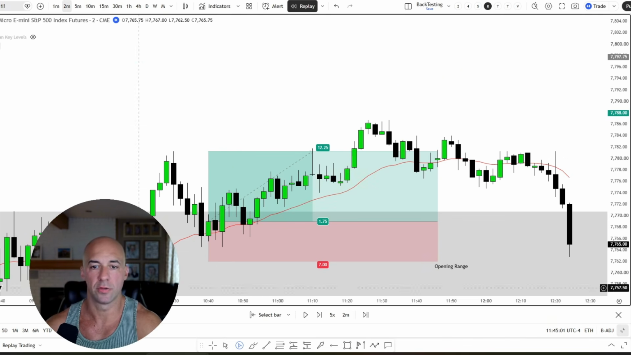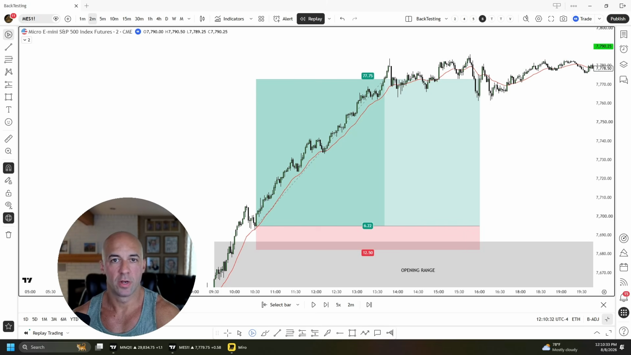So let's go back and look at another day. I trade live every day in the Discord, and I called out these trades when I took them, including the one where I said I was managing the trade. I took 25 points in profit, trailed the stop up, and was all out for 50 points.